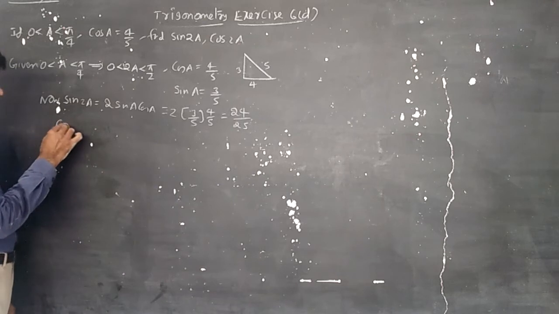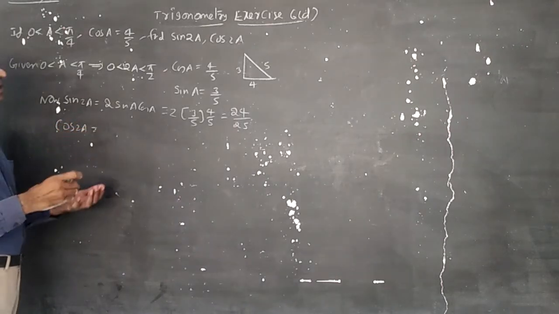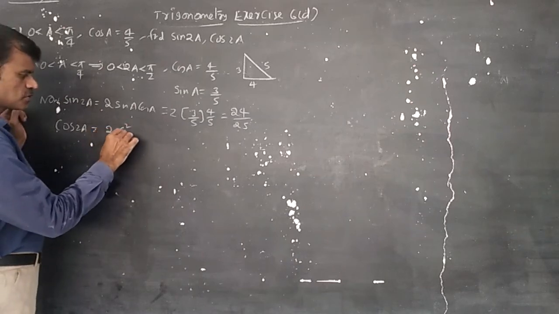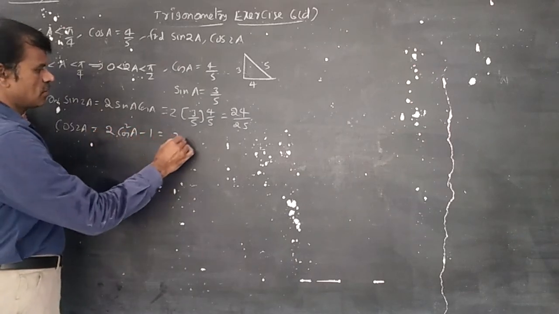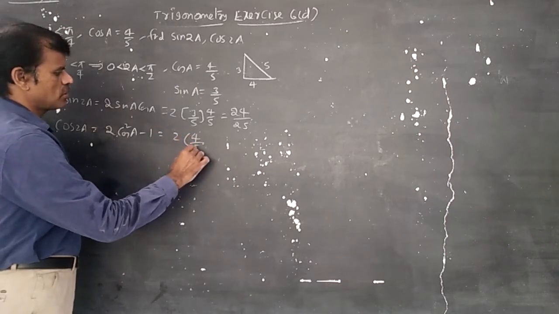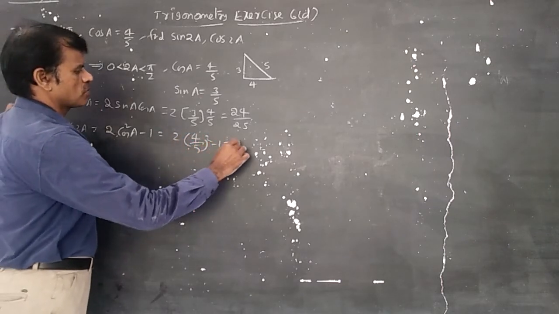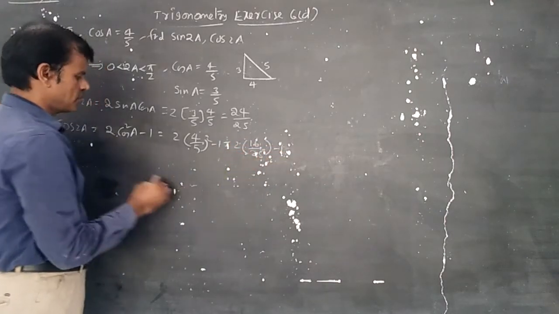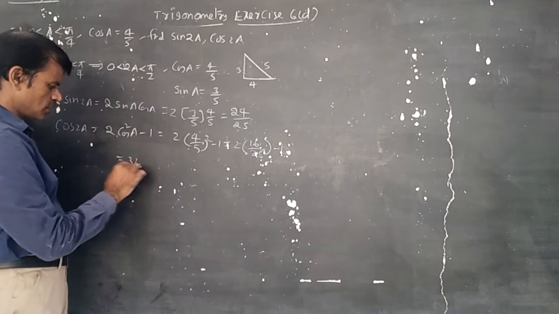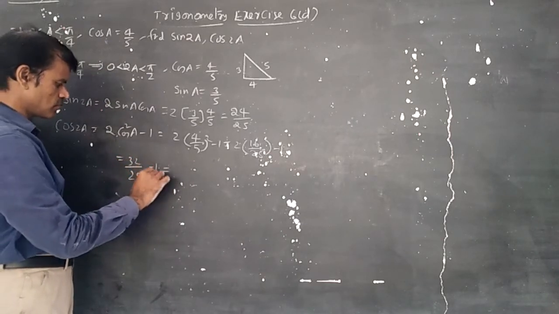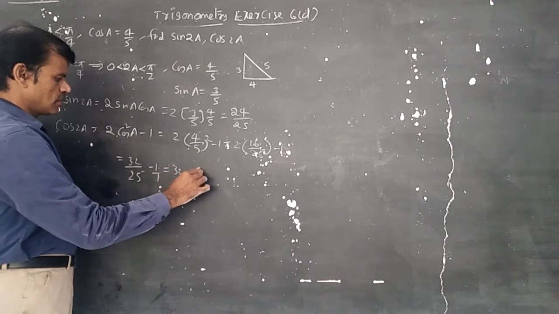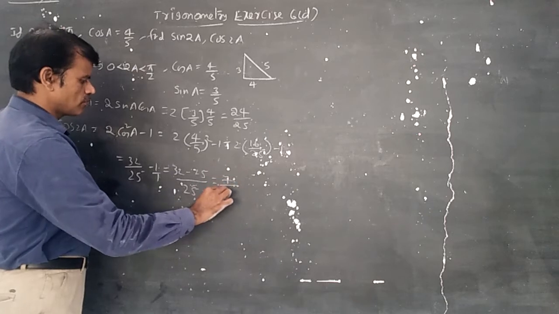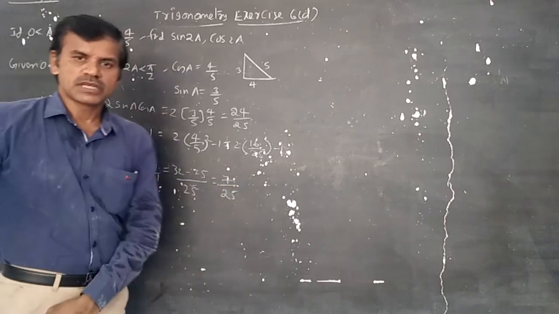Next, cos 2a. Using the submultiple and multiple angles formula, cos 2a you can write as 2 cos square a minus 1. 2 into cos square a, meaning 4 by 5 whole square, minus 1. So 2 into 16 by 25 minus 1, that is equal to 32 by 25 minus 1 by 1. Take an LCM. It becomes 32 minus 25 by 25, that is equal to 7 by 25.